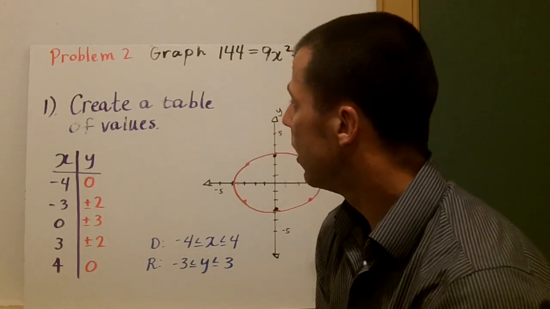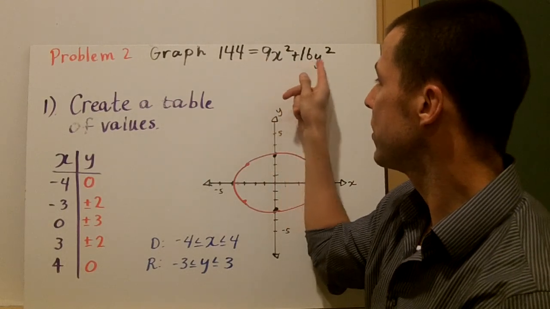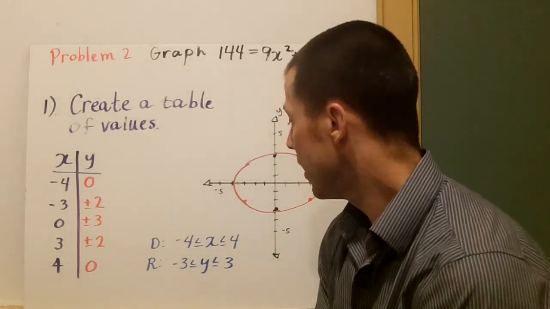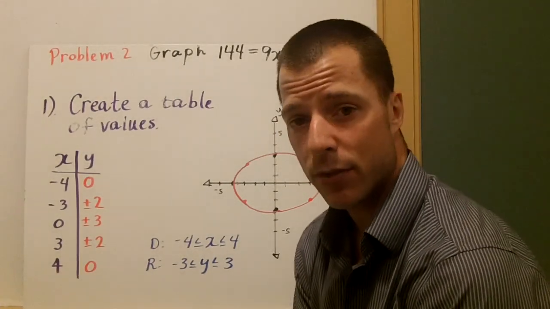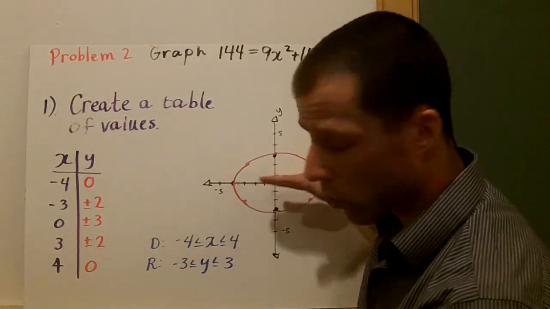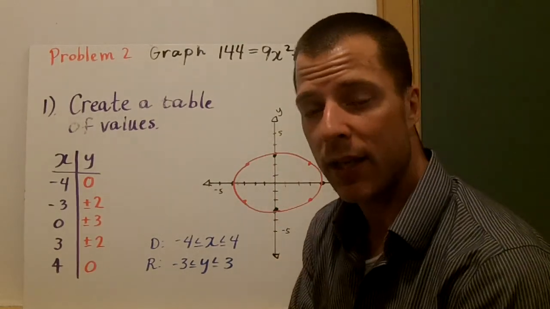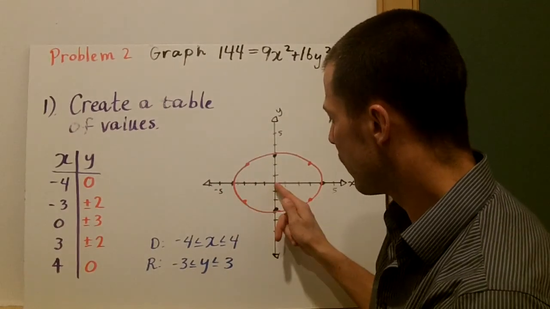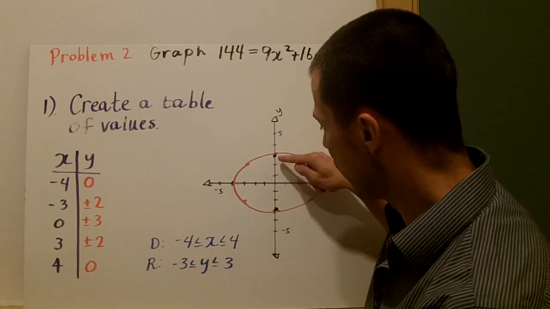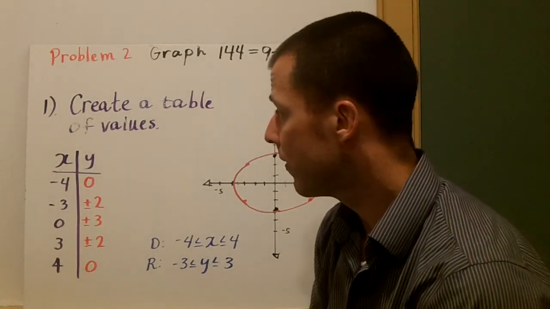Okay, so problem number 2, graph 144 equals 9x squared plus 16y squared. Notice how the values are a bit different here, and this is actually an ellipse. Okay, an ellipse is similar to a circle, but the radius changes when you go vertically versus horizontally. So the circle was 5, 5, 5, and 5. An ellipse, that changes. From wherever the center of the ellipse is to a boundary horizontally will be the same, but it's going to be different than the radius from the center to the top or to the bottom. Okay, so be very careful.